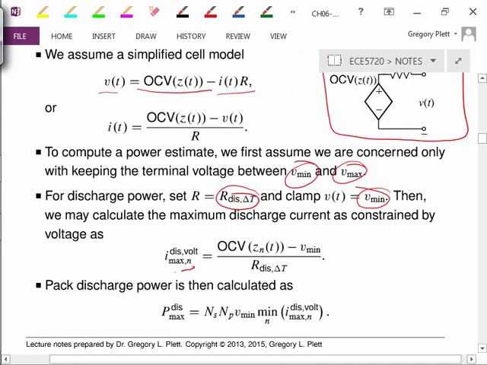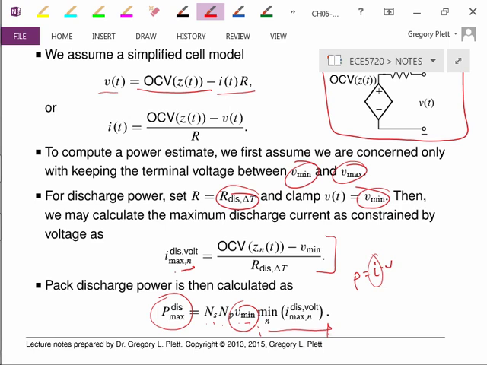And then the discharge power at this step in the computation, the maximum discharge power, is the number of cells in series times the number of cells in parallel, times this Vmin. Remember, power of a cell equals IV. V, we are clamping at Vmin, so that's the V part, and then I is this computation here, but I need to be careful because not all cells are the same, so I have to take the minimum I to make sure that none of the terminal voltages exceed the Vmin.